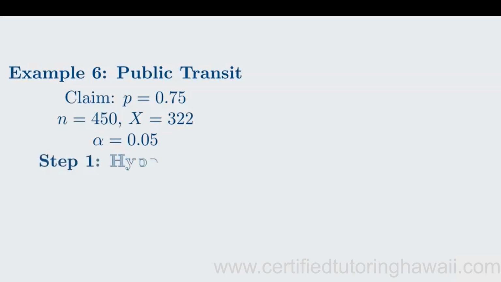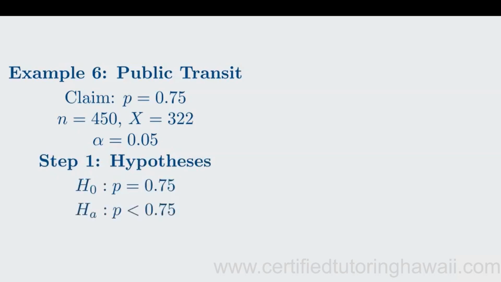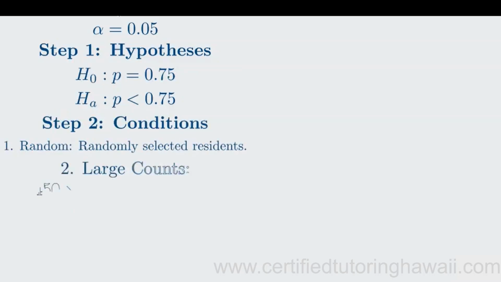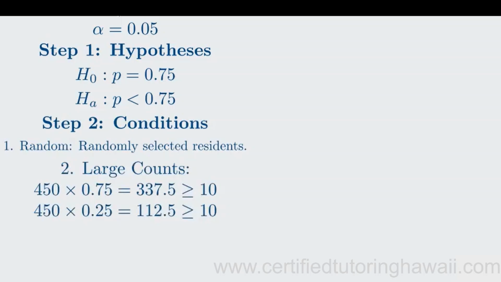The null hypothesis is the status quo. Satisfaction is 0.75. The alternative reflects the group's suspicion. Satisfaction is less than 0.75. It is important to remember that we check conditions using the null proportion, pi 0, not our sample proportion. Since both expected counts are at least 10, the sampling distribution of p hat is approximately normal.